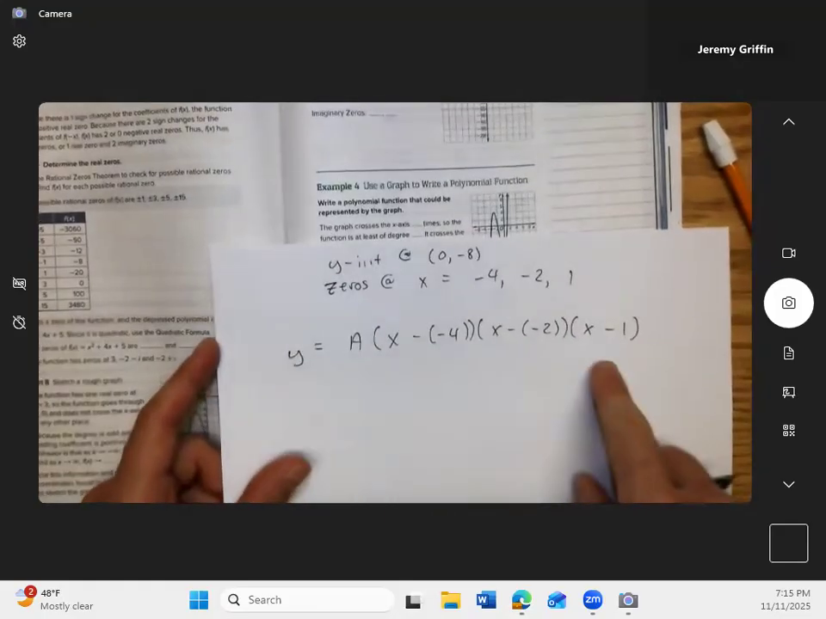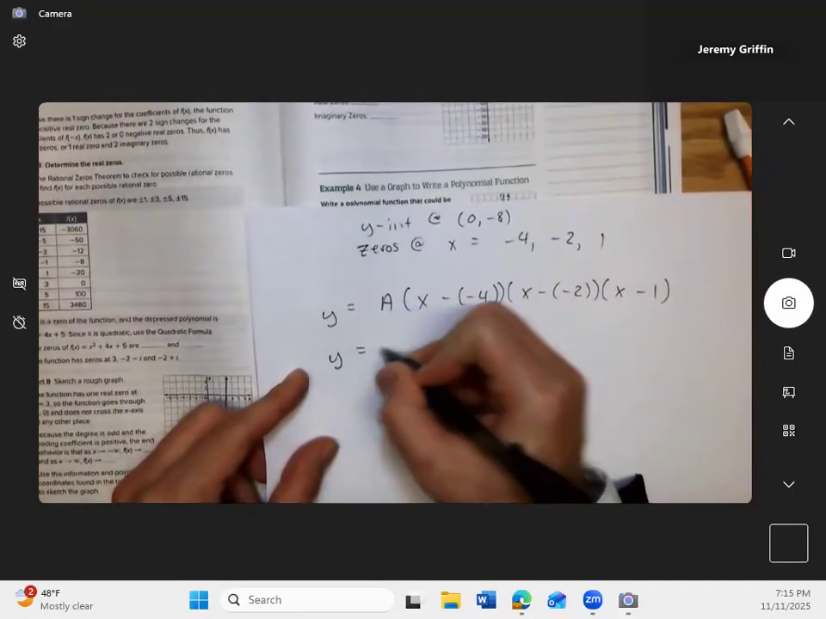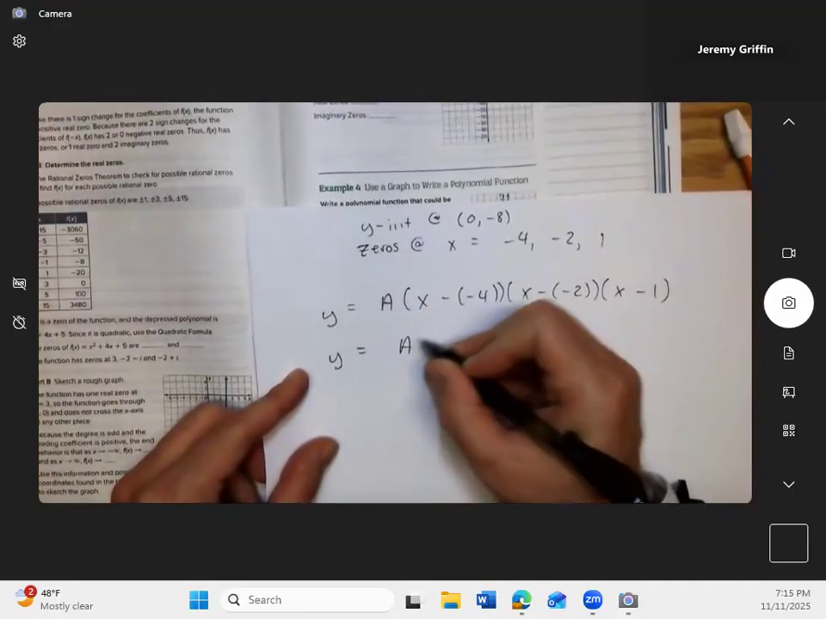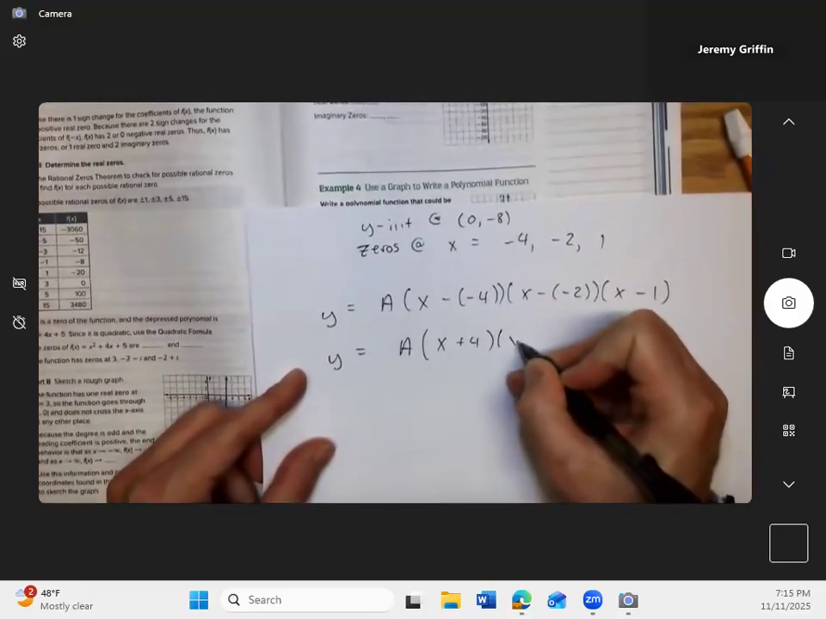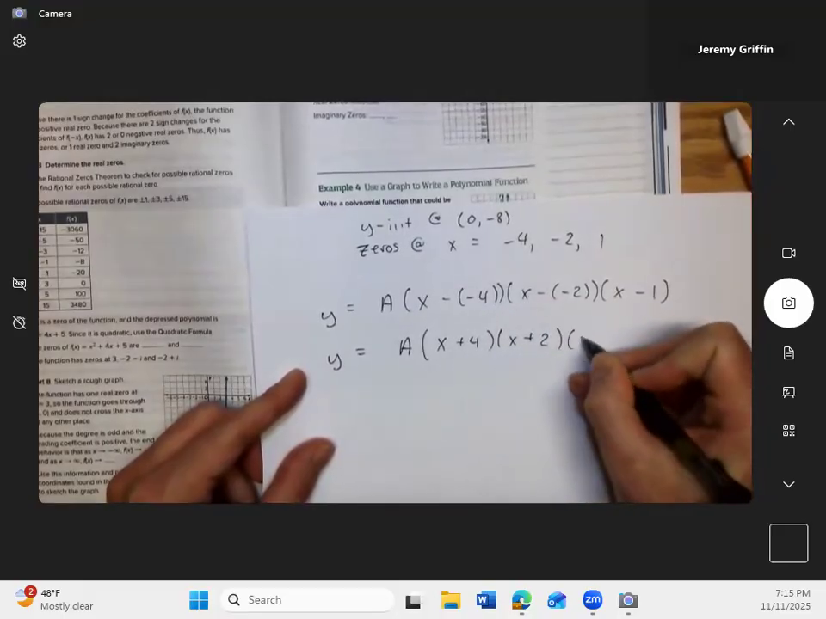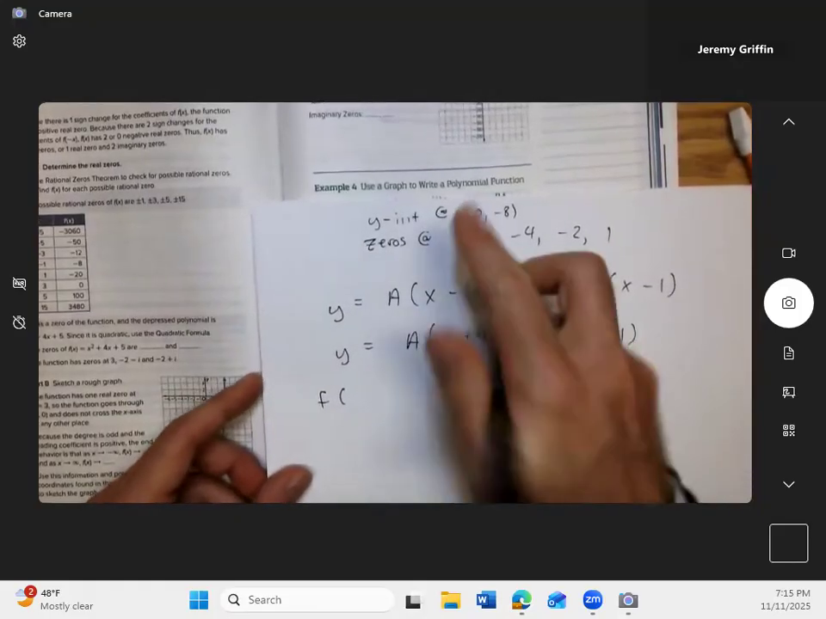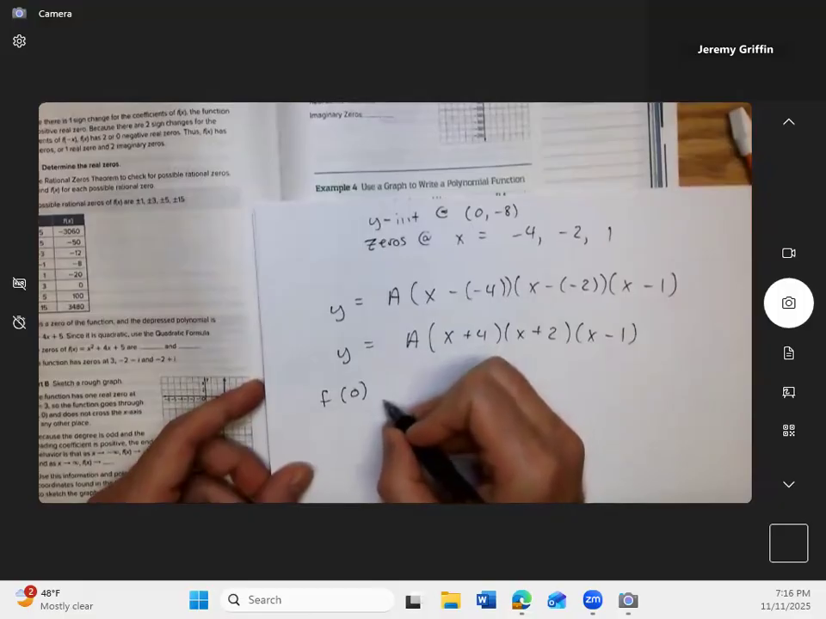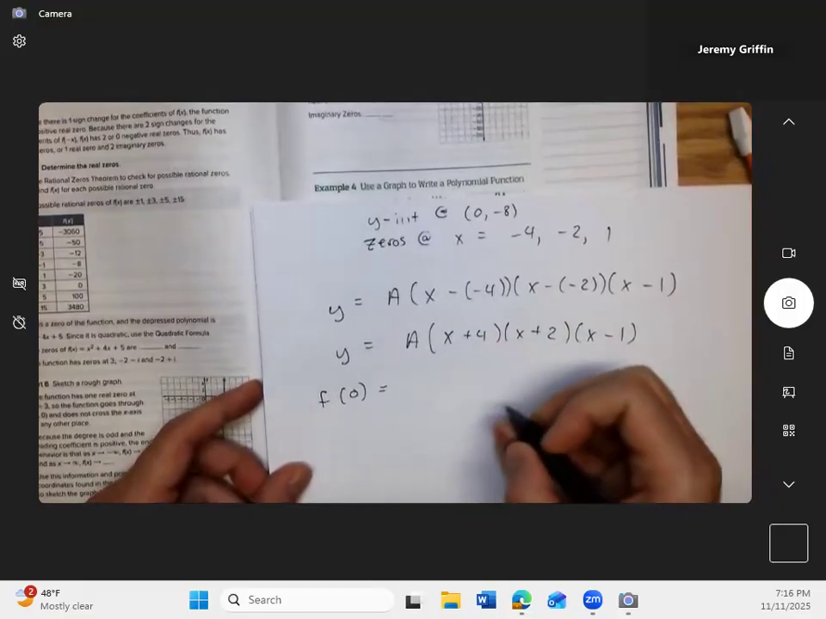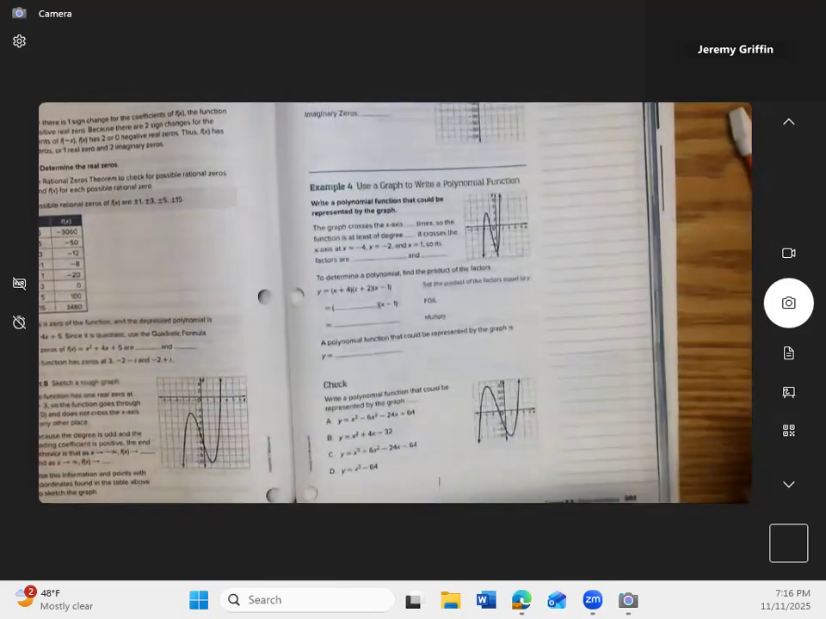Okay, so if I plug in 0 for x, I should get -8 for y. Right? Well, I'm saying y. I could have said f of x, same idea. So some vertical stretch factor a, times x plus 4, x plus 2, x minus 1. Okay. And I know if I plug in 0, I should get -8 out of this. So therefore I can solve for a, and then I'll probably have the whole thing.